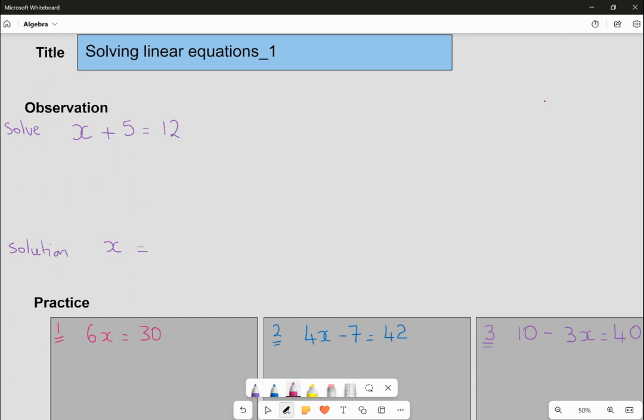Now, what we do is we know that if we add 5 to this number that we don't know, we're going to get 12. So if we subtract 5 from both sides, then we'll know what the number is. So 5 take away 5 is 0, so those will cancel out, and the only thing that's left is the x, and 12 take away 5 is 7. So we know the solution of this equation is 7.